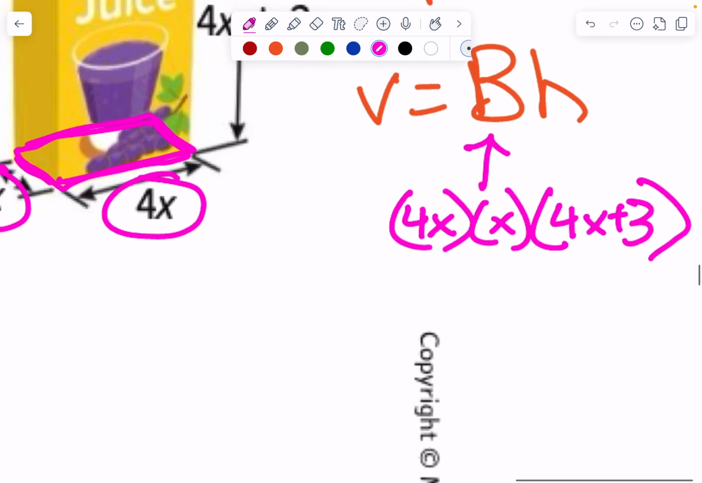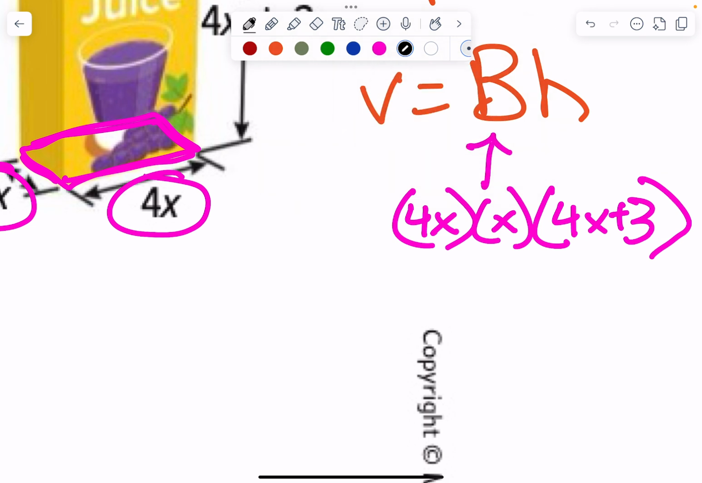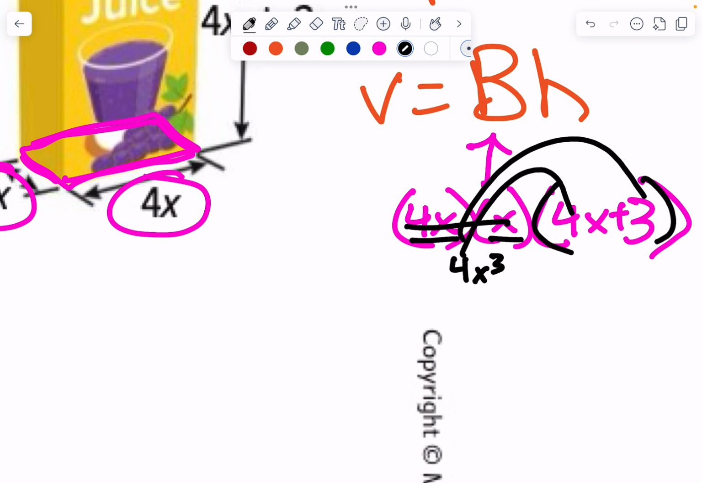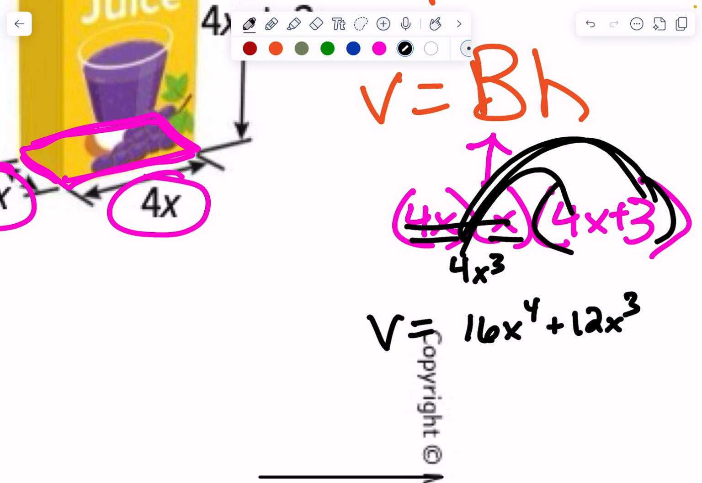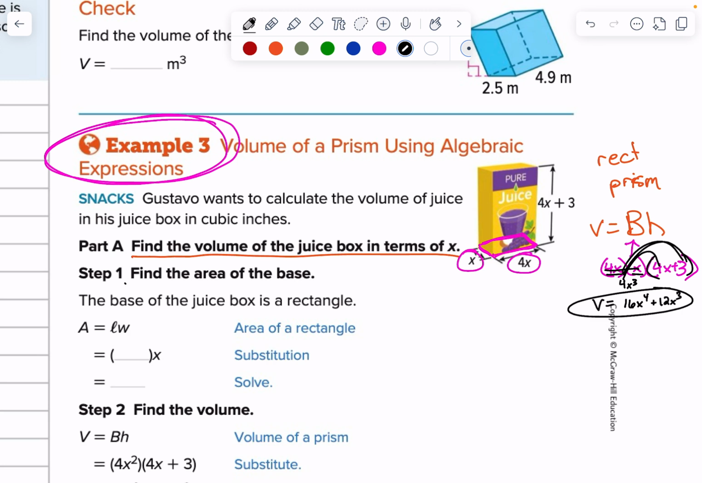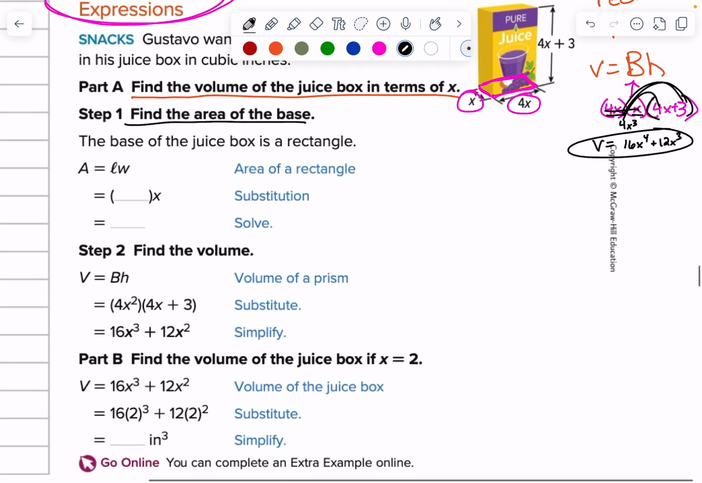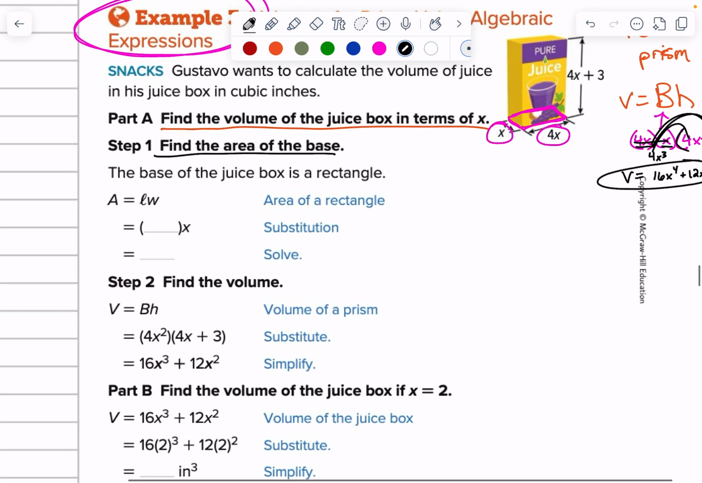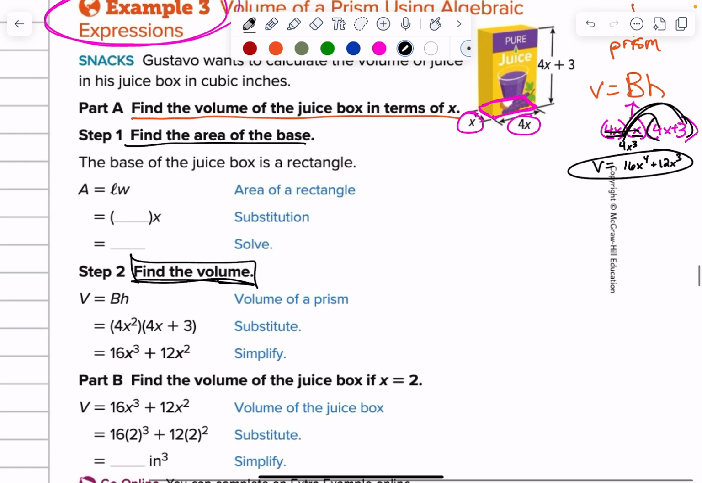They want us to solve this out. I'm just taking the 3 dimensions times each other. 4x times x is 4x squared. If I take that times this, I just distribute it through. So 4x squared times 4x is 16x to the 4th, and 4x squared times 3 is 12x cubed. So I'm going to write my volume as that. For a couple of your homework problems, they're just going to ask for that. Part A is where you find the volume in terms of just x, so this is what they want for part A on a lot of your homework problems.